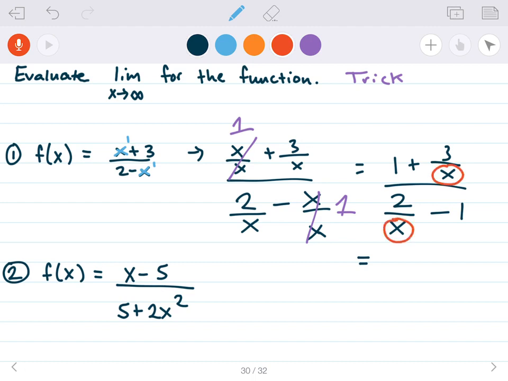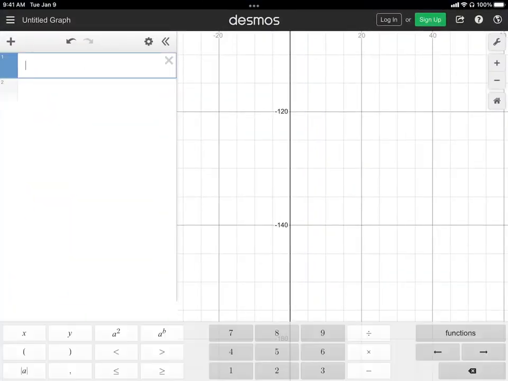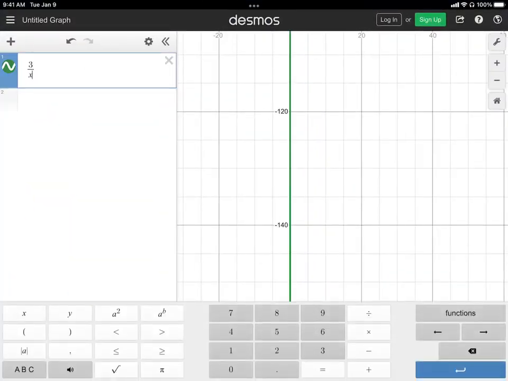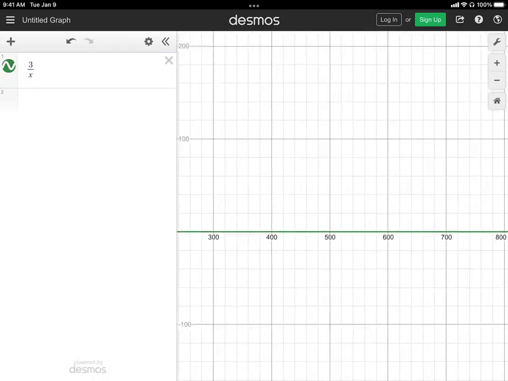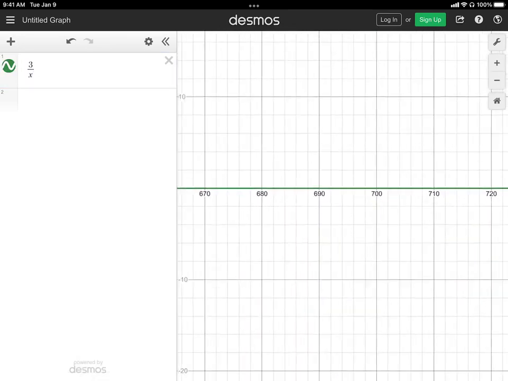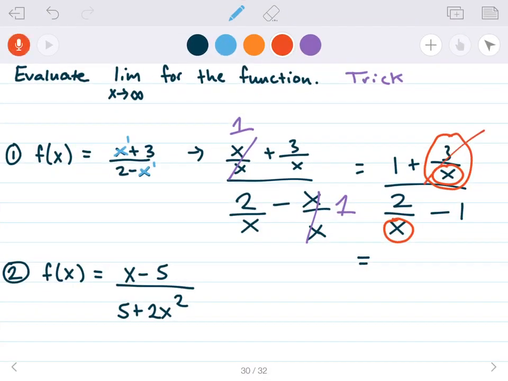All right? When x gets huge, what happens to 3 over x? Well, let's look at a graph. When x approaches infinity, look at what y approaches. Y approaches 0. As x gets really big, this thing goes to 0.